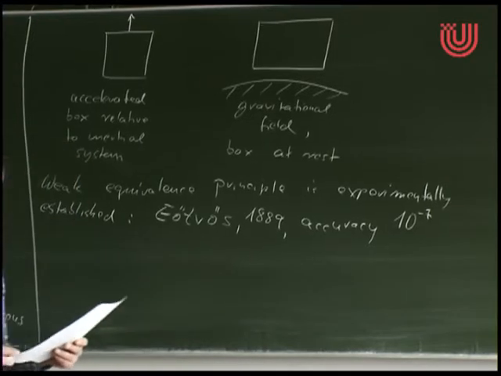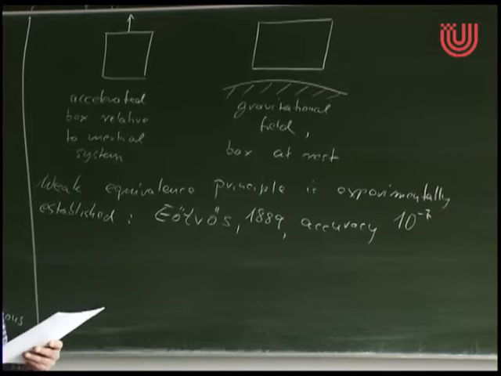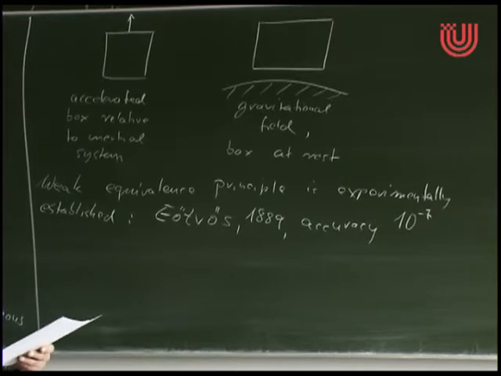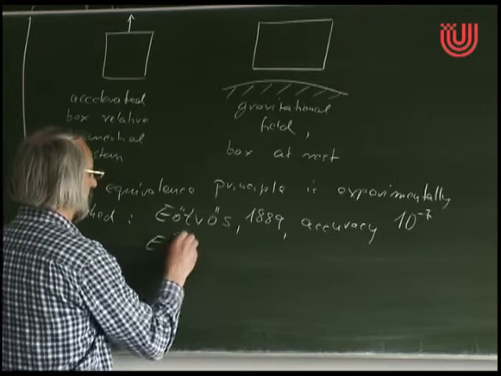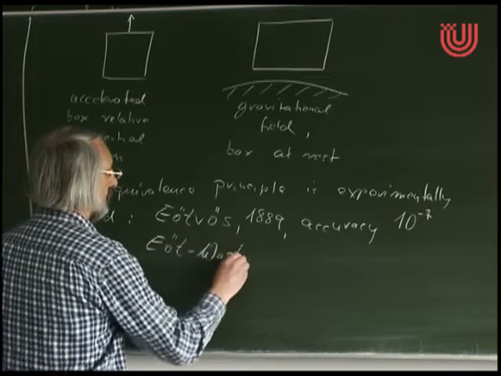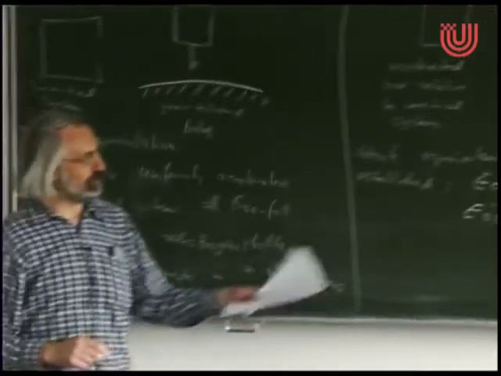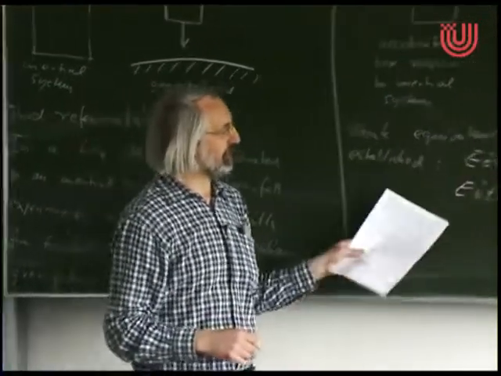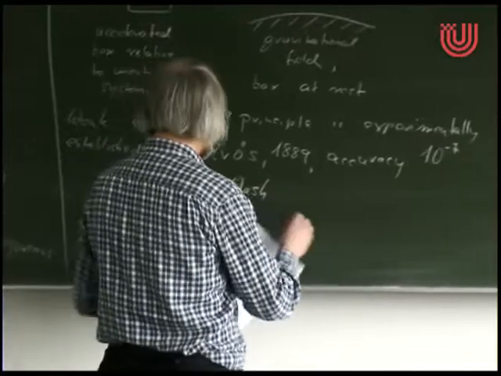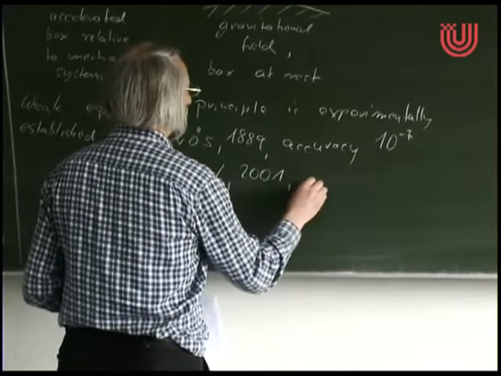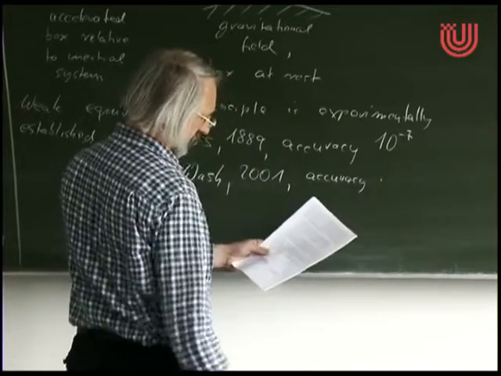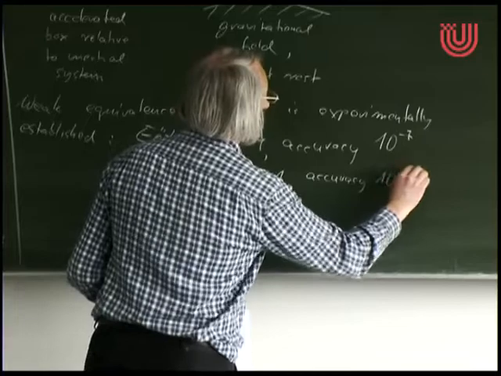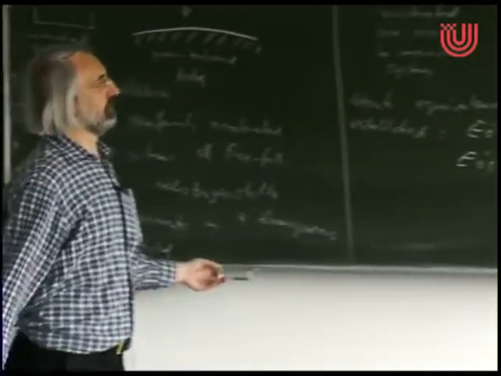The best experiment to test the weak equivalence principle was done at Washington University, and with a typical American tendency for playing with words, they called this the Eöt-Wash experiment. Wash stands for Washington, and of course it sounds similar to the name Eötvös, so that's why they called it the Eöt-Wash experiment. This was done in 2001, and the accuracy was 10 to the minus 13. So this is now fairly good.